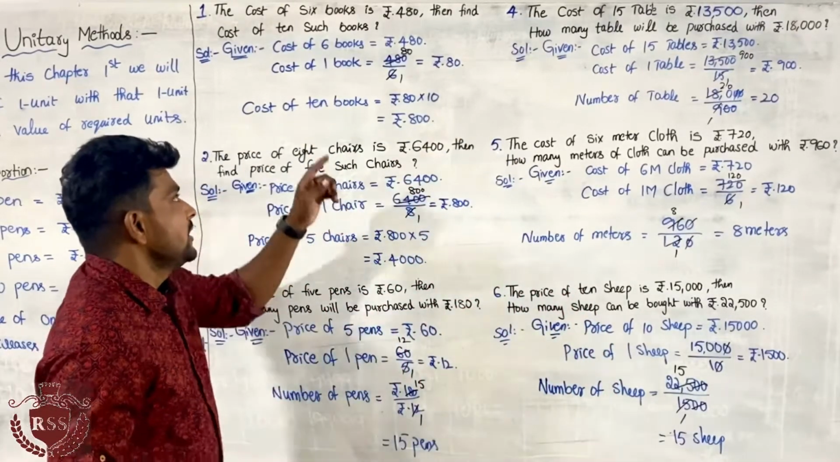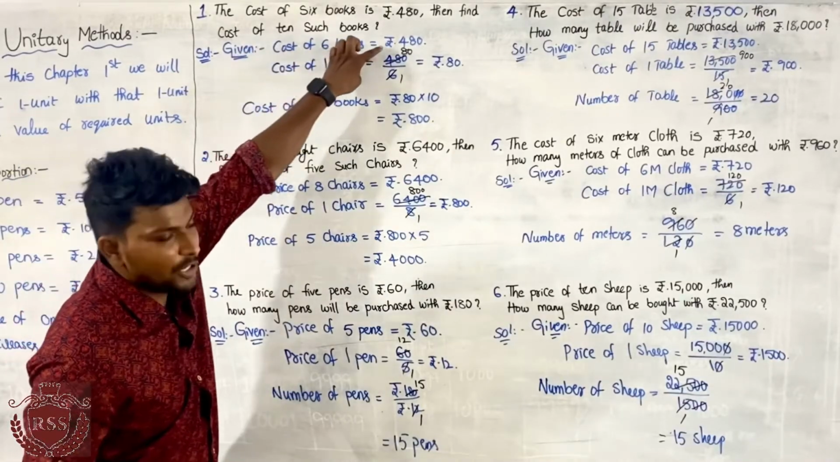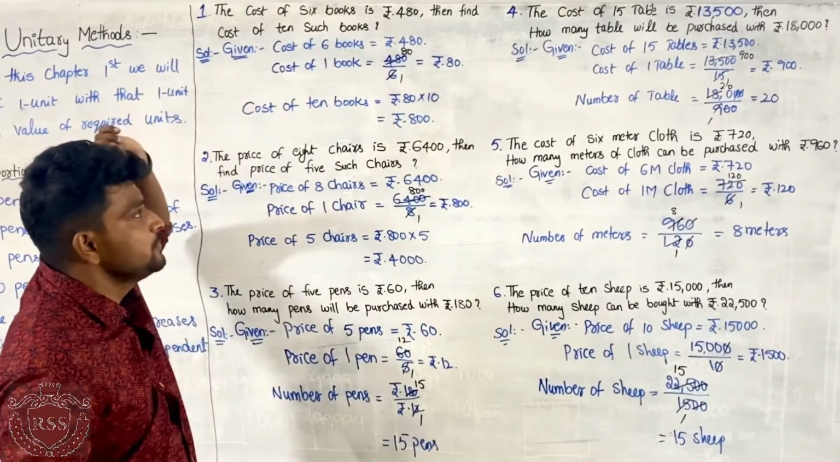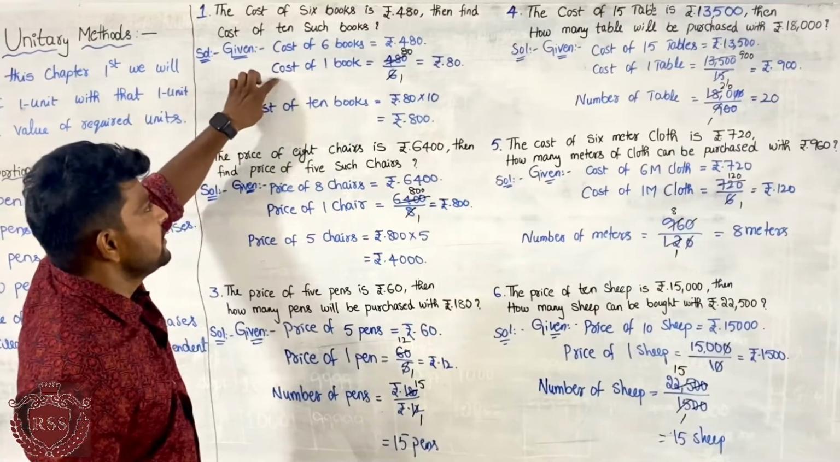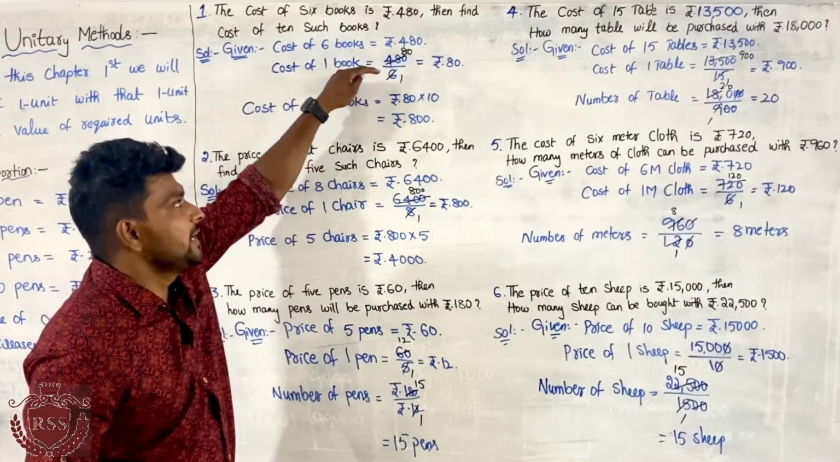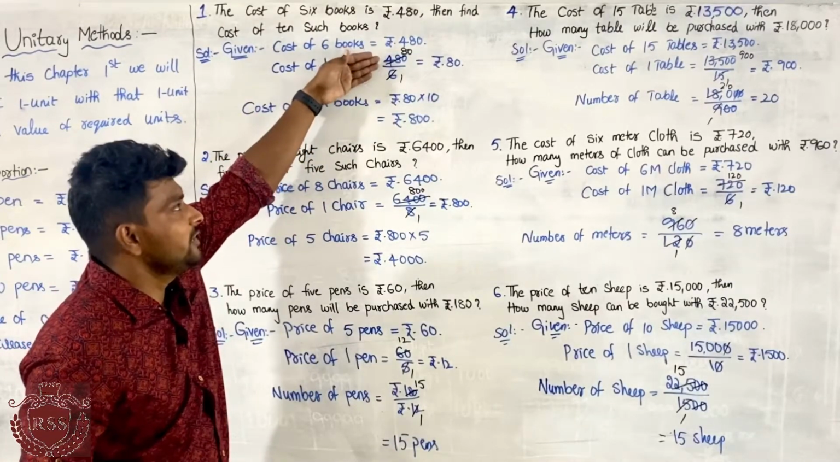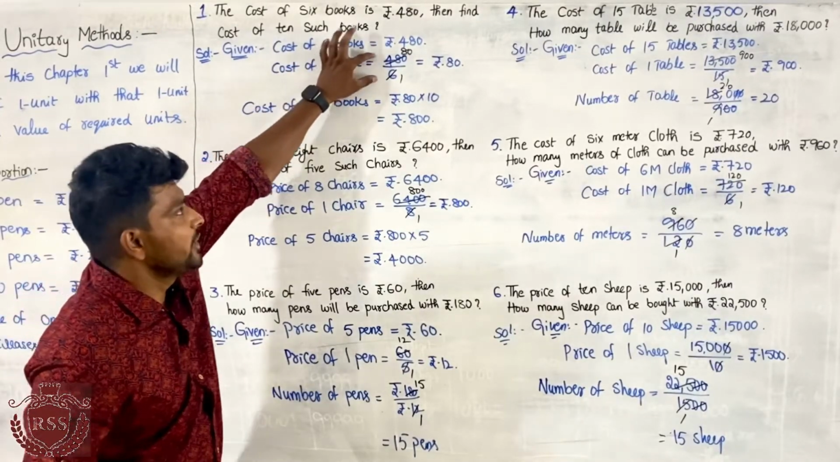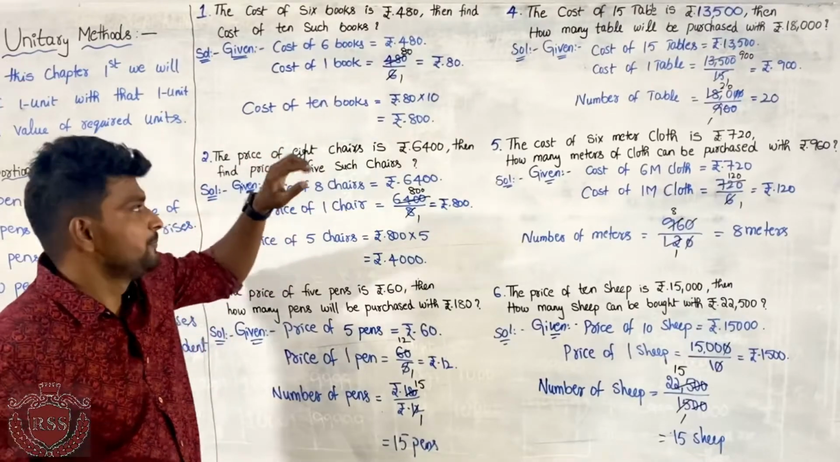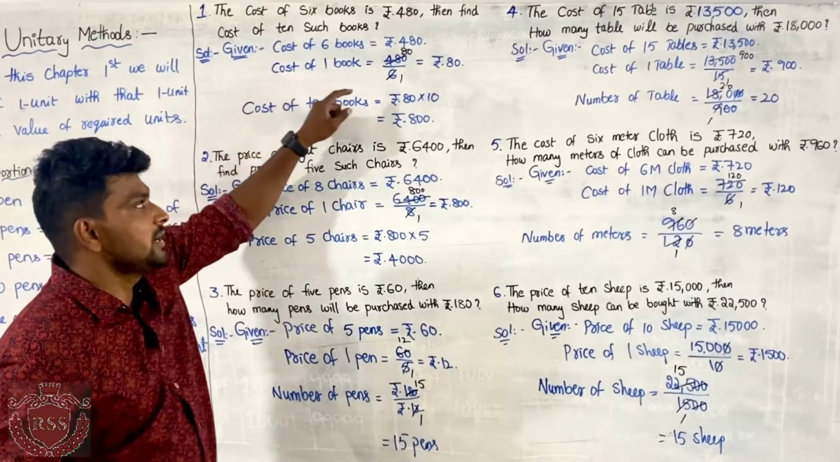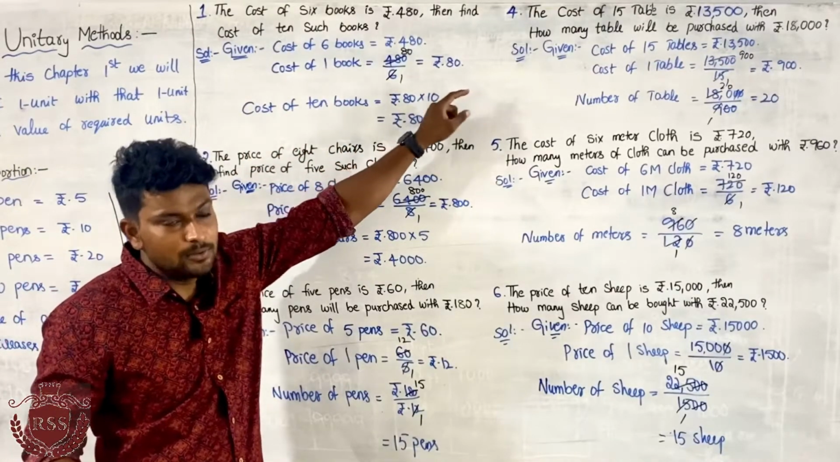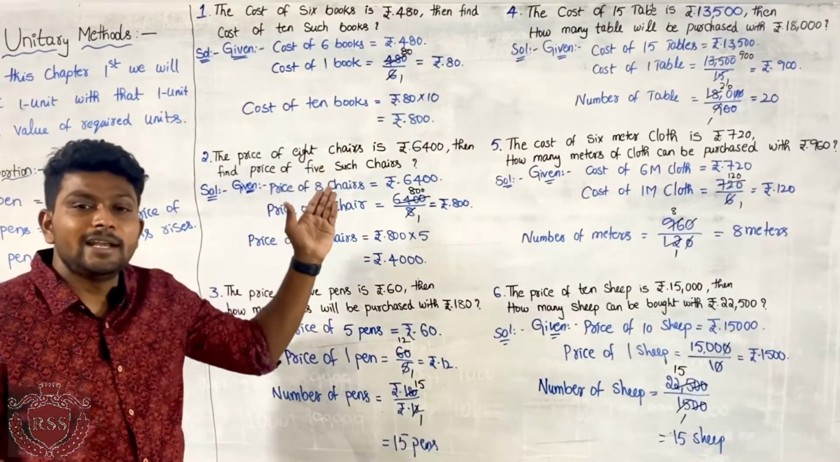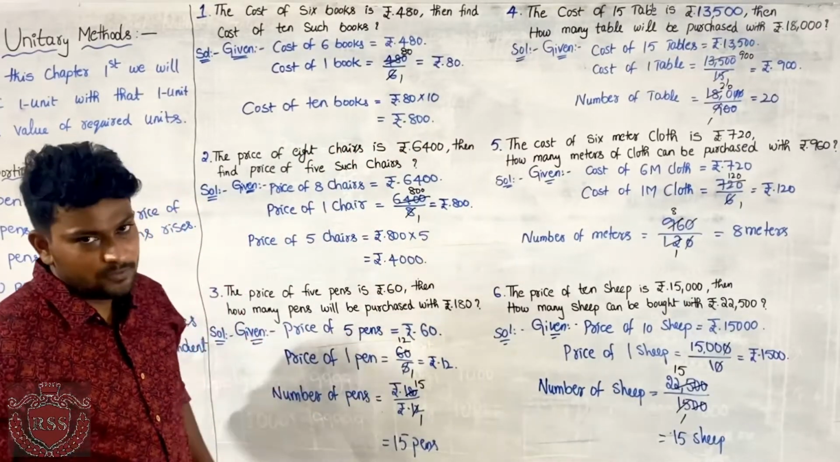Okay, so here they said 6 books cost 480 rupees. So the cost of 6 books is 480 rupees. Then the cost of 1 book will be 480 by 6. So 480 will be divided by the number of books purchased for 480. So 480 by 6 will be 80 rupees. So the cost of 10 books, each book costs 80 rupees. So 10 books will be 80 into 10, which is 800. Like that we need to do.